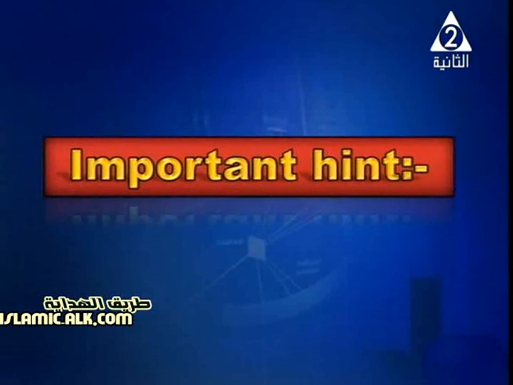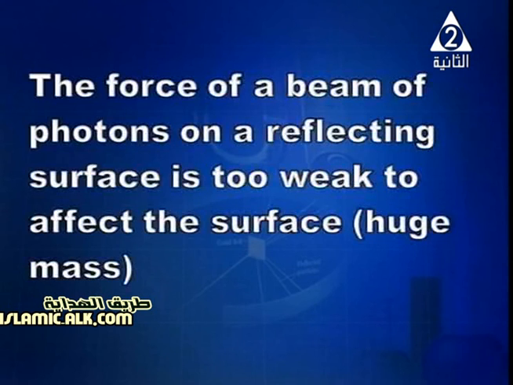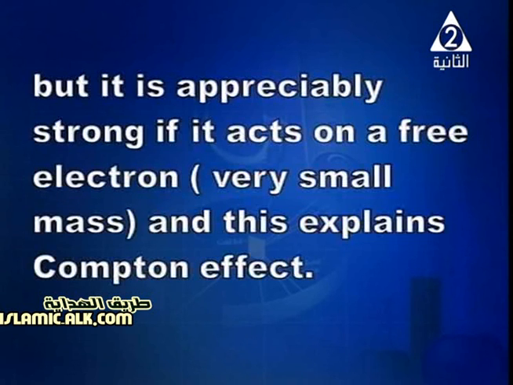We've got important hints here. The force of a beam of photons on a reflecting surface is too weak to affect the surface when the surface is huge. But it is appreciably strong if it acts on free electrons, very small particles. Then the force of photons on them will be appreciably strong. And this explains the Compton effect.